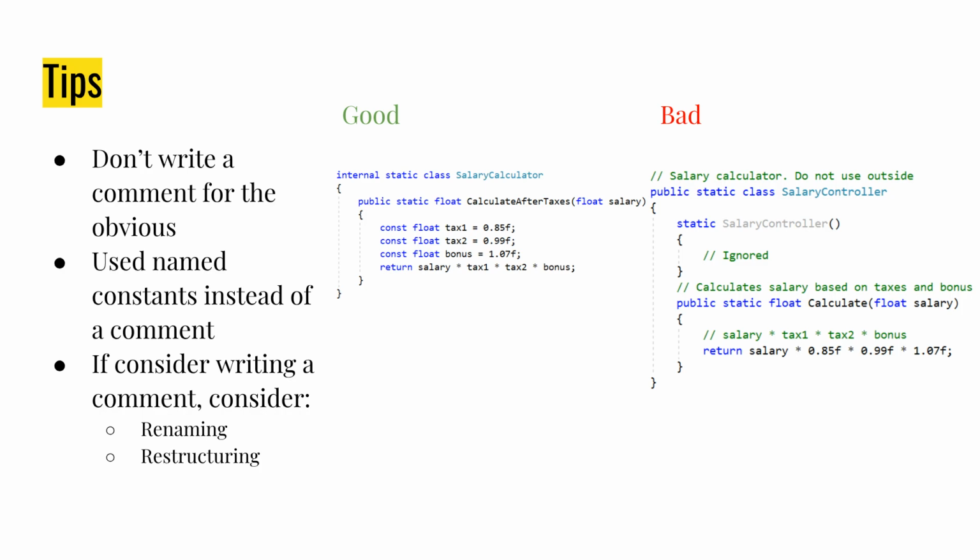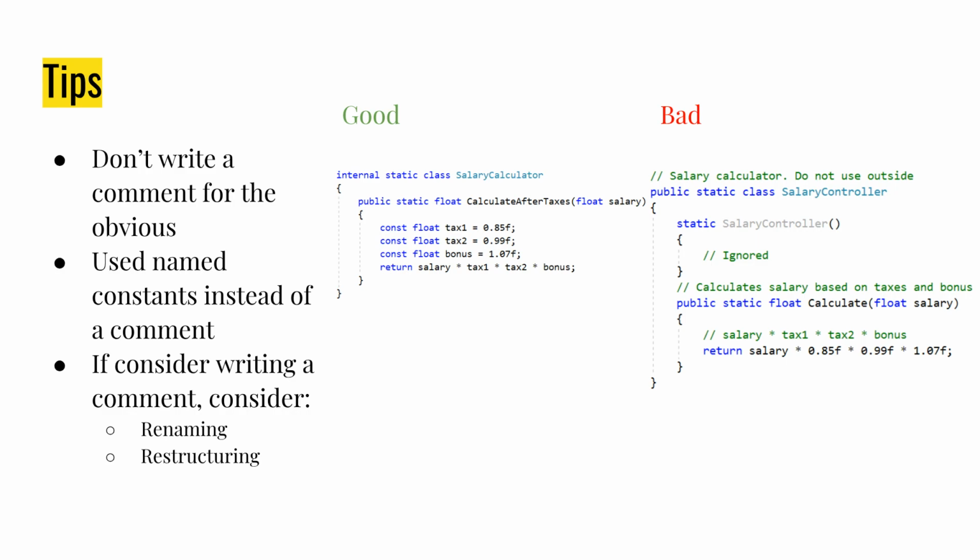We have a constructor which does nothing, so we delete it. And then we see a comment, calculate salary based on taxes and bonus. We get input salary. Okay, that is clear already. And based on taxes and a bonus. And down below we see what that actually meant.